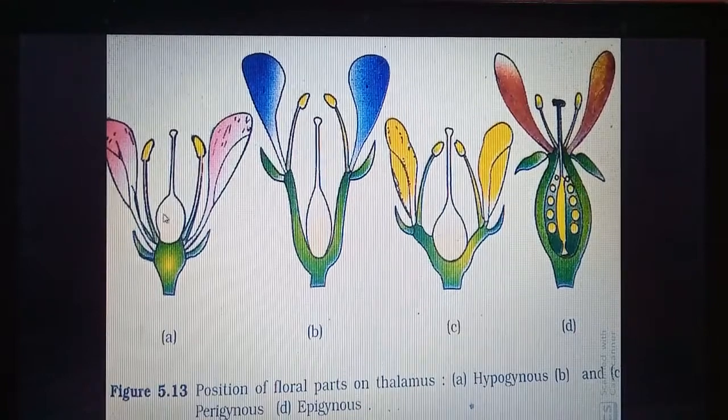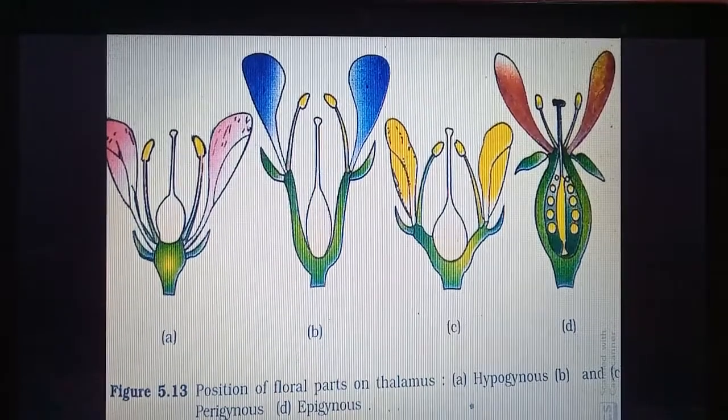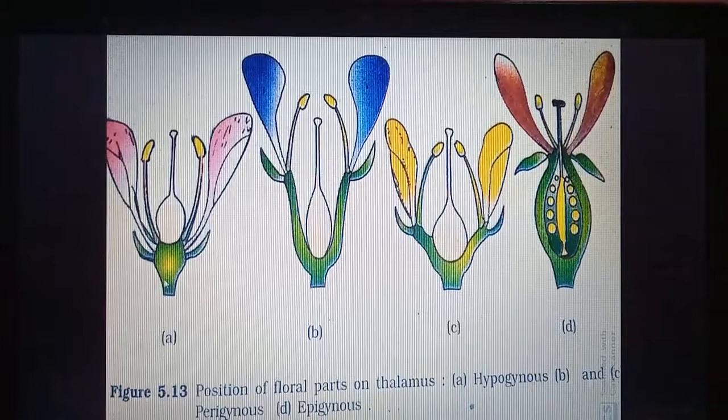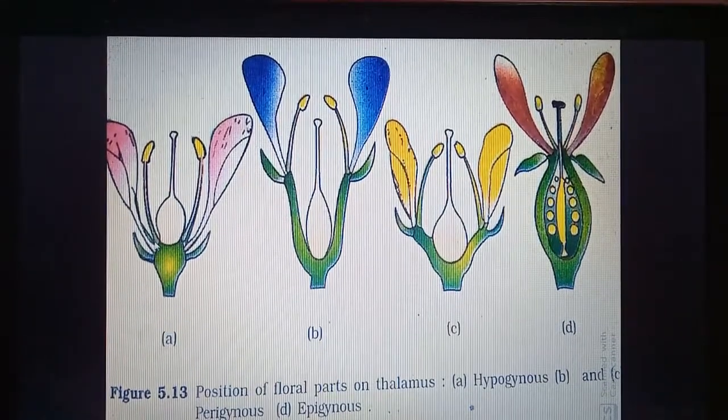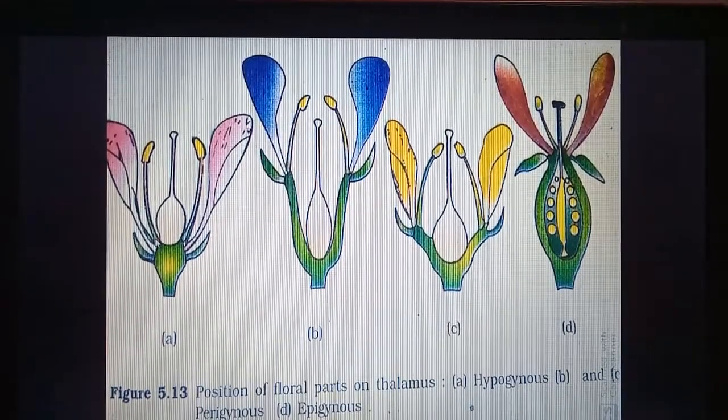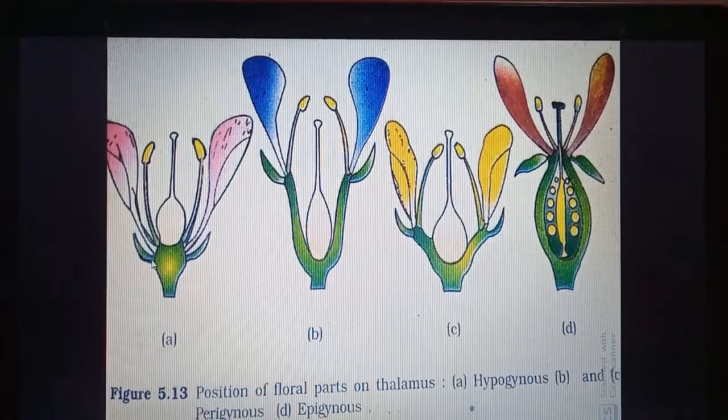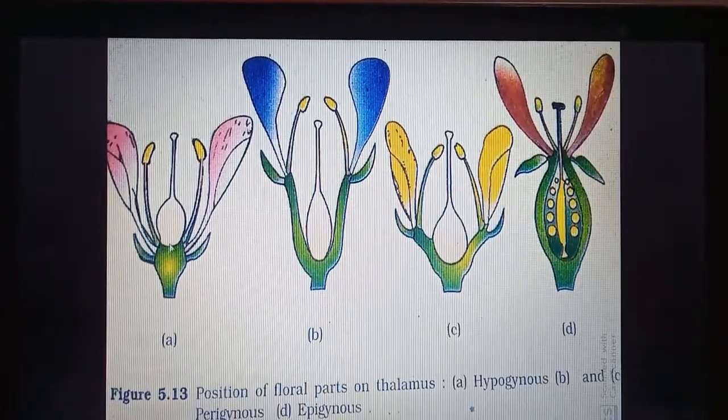In this figure we can see the different types of flowers. First is hypogynous. In hypogynous all the parts we can see they are below ovary. So this is the ovary, it is the uppermost part and we can see the stamen, petal and sepal. They are all below the ovary.